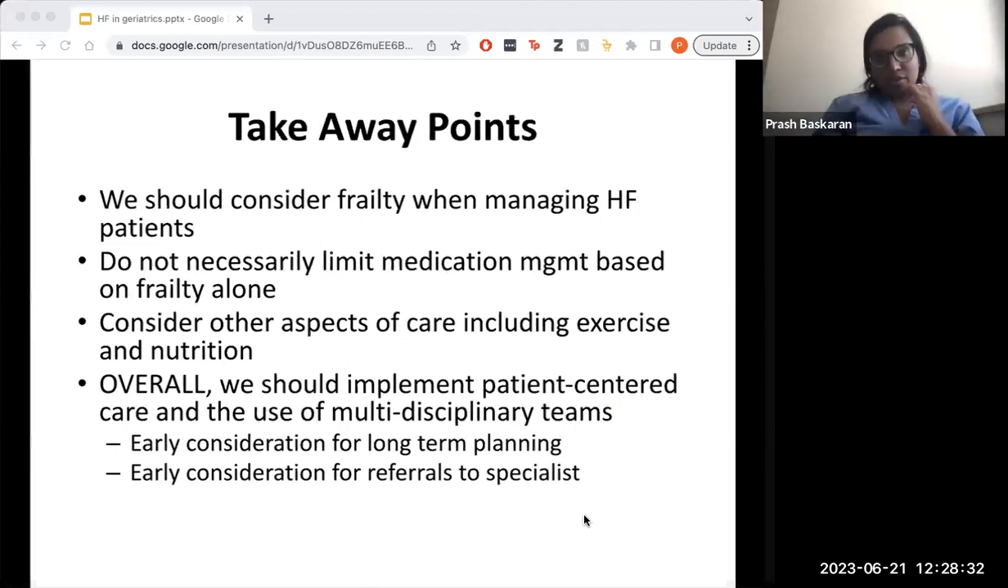All right, so I'll just conclude with some takeaway points, which I think I've emphasized on the previous slides. One, we should consider frailty when we're looking at patients with heart failure and all older patients for that matter. Two, we should not necessarily limit medication management based on frailty alone. Three, we should consider other aspects of care, which include exercise and nutrition. And then overall, we should look at patient-centered care using a multidisciplinary team approach, which includes early consideration for long-term planning, early consideration for referrals to specialists, including palliative care or cardiology specialists.